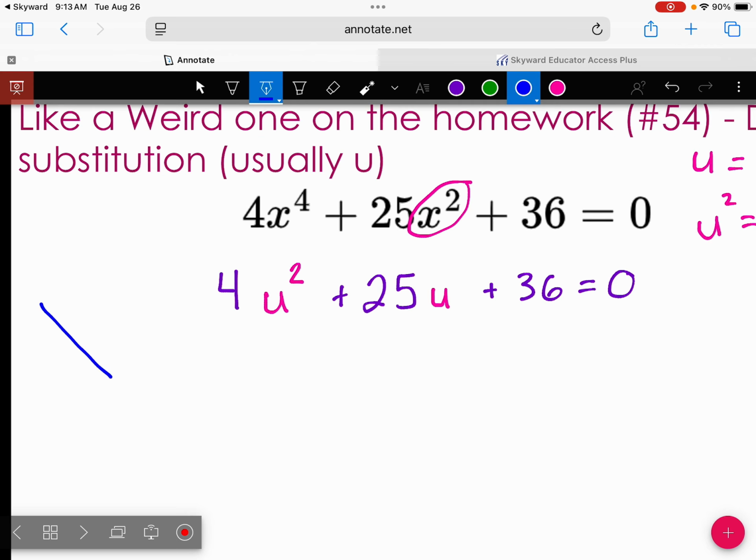So we have our pair of numbers. We want to see a pair of numbers that multiplies to make 4 times 36. That's 144. And adds to be 25. What pair of numbers is going to multiply to make 144 and add to make 25? 16 and 9. That tells us how that middle term splits apart.